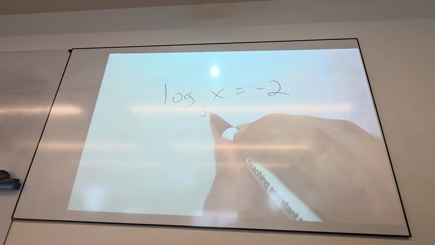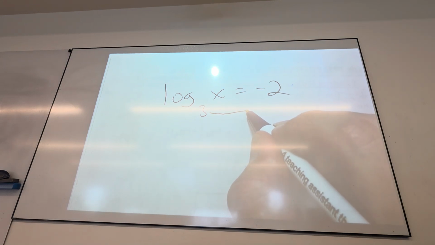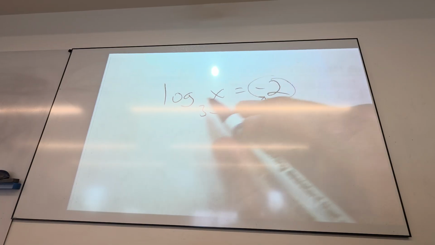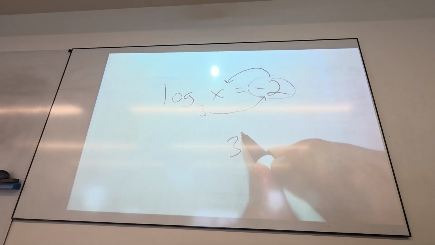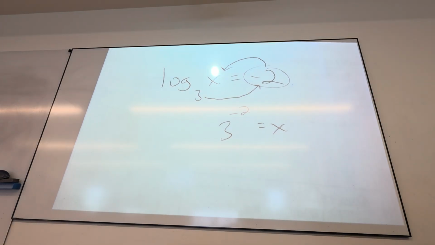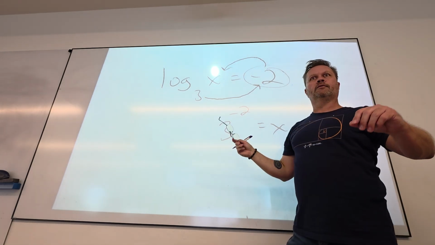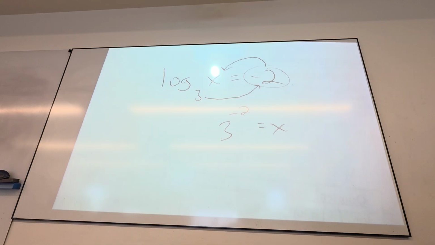Washing machine, right? Put it in exponential form. So how do I put it in the washing machine? 3 to the -2, because what is this? It's a power. A log is a power. Equals x. So 3 to the -2 equals x. Do you see how we solve the equation? Just what is 3 to the -2? 1/9.